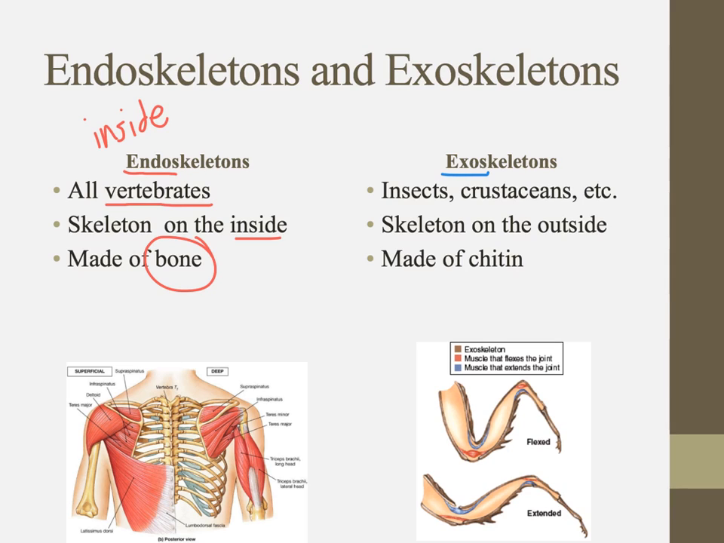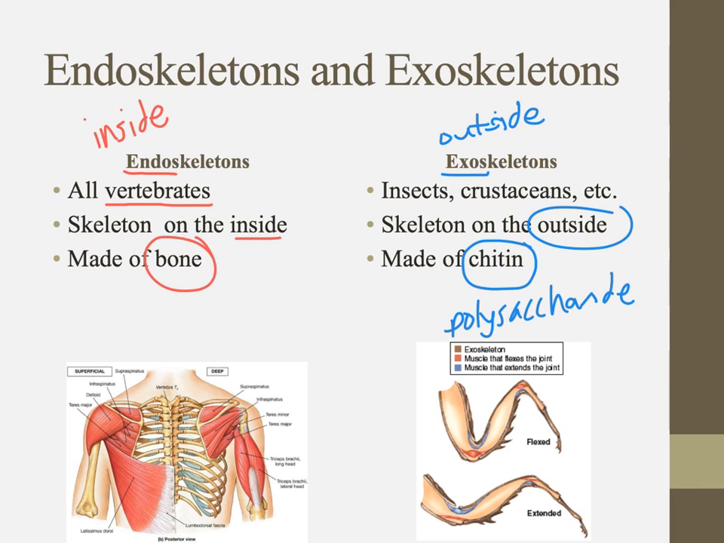Exoskeletons are on the outside, okay? Exo meaning outside, kind of like exocytosis, moving things outside the cell. And these guys are made of chitin, okay? Chitin is a polysaccharide, and we've heard of that term before. And this is why if you eat these things like a bug, they're crunchy.